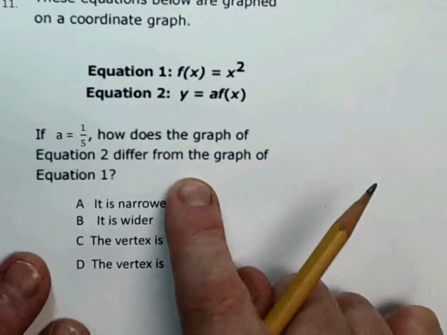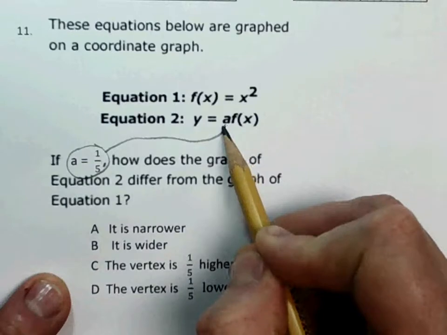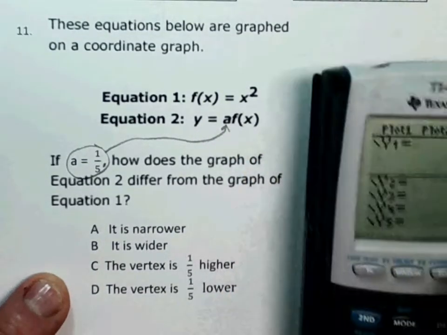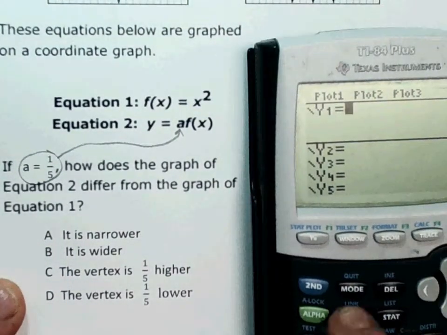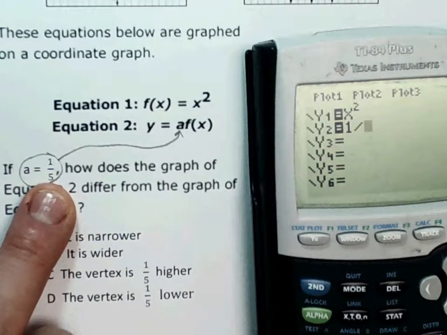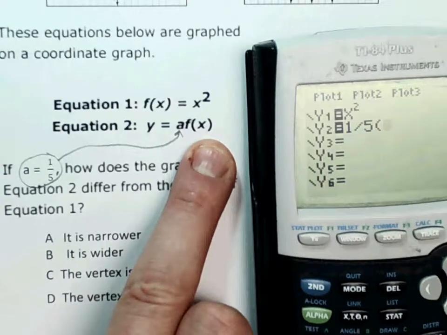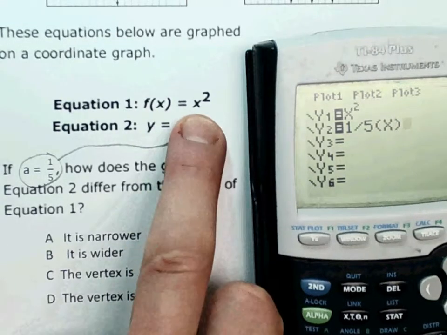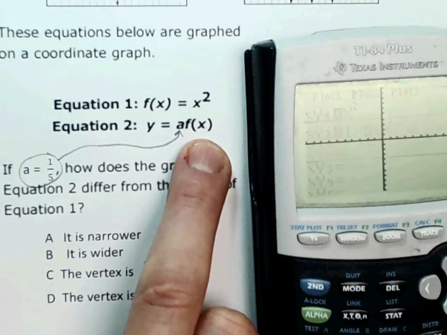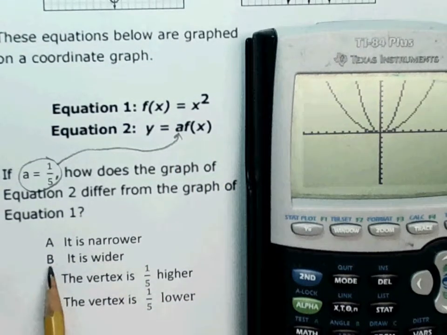This one, another calculator problem. What you're going to do here is they tell you that A is 1/5, so come over here and substitute 1/5. As you work this particular problem, you have the parent lined up in the first slot, and then you have 1/5. Remember, you're going to copy the parentheses, but in order to compare it to a quadratic, you need to square that as well. And here we go, there's the parent, and this one comes in wider. The answer is B.